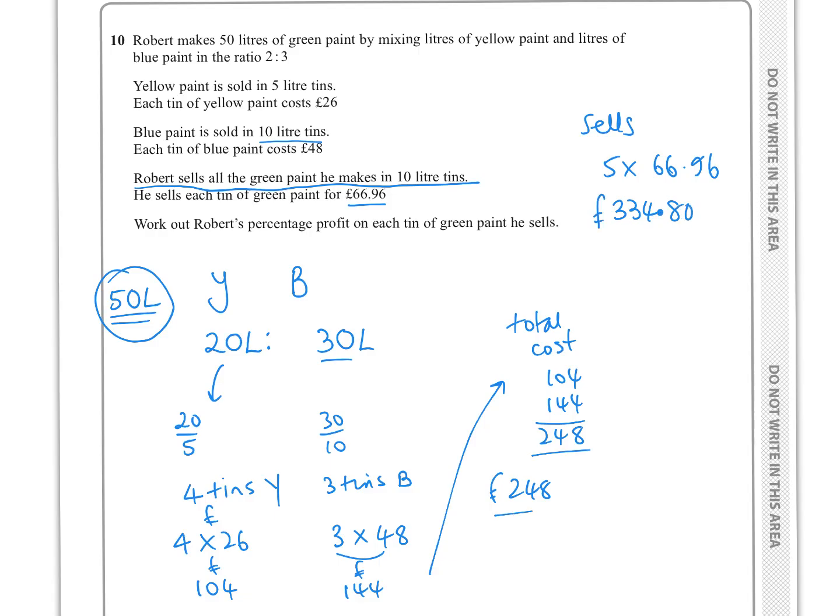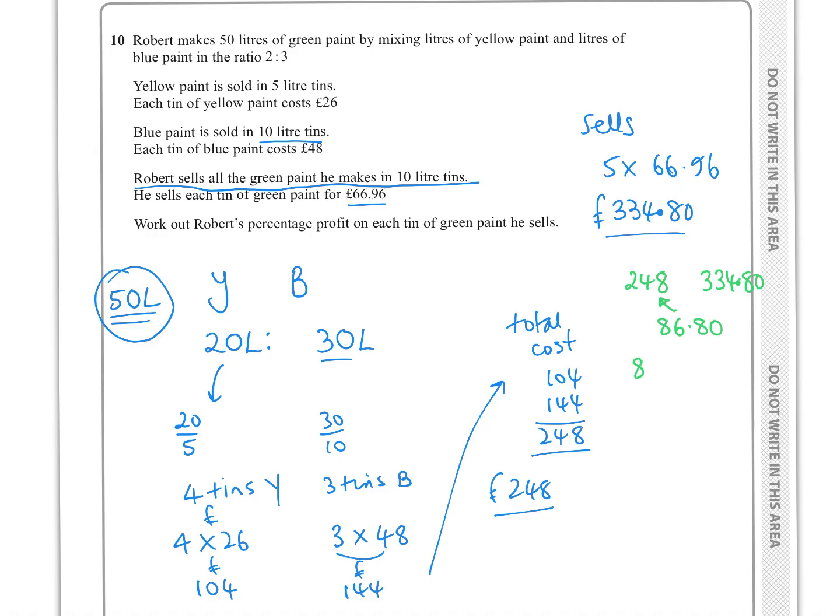So his total profit as a percentage. So we want to look at the difference between what it cost, which was 248, and what he sells it for. So we'll do the two numbers taken away from each other. Doesn't matter about the sign, just the positive will do. So that's £86.80. And we're going to compare that to what it cost.